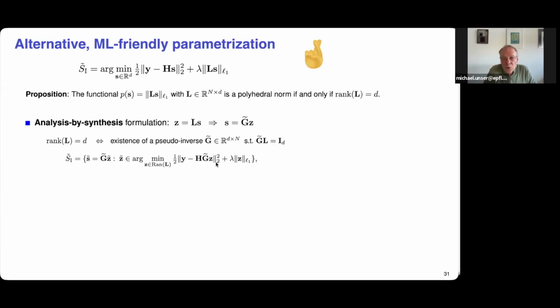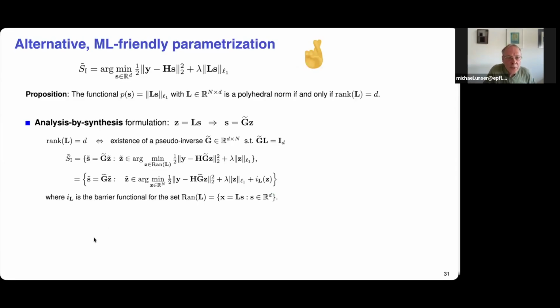And so here it looks very much like a compressed sensing problem. There's just a little difference: we're not allowing every Z. We're only allowing those that are in the range of the regularization operator. And because we don't like constrained problems, we can reformulate it like this. And here we're just doing compressed sensing by putting an indicator function that will force the solution to be in the range of the operator L.